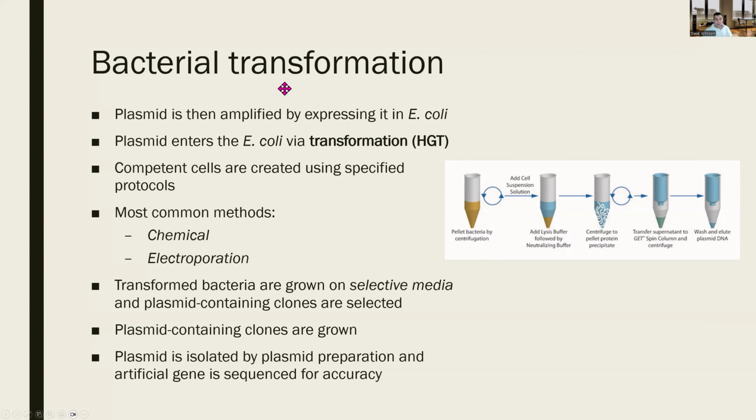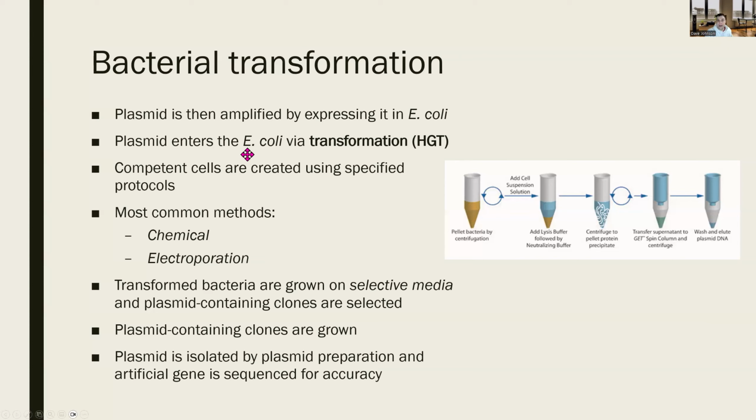So basically, at this point, what we've done is we've created our artificial gene, we've cloned it into a plasmid, and now what we're going to do is put it into E. coli so that we can allow E. coli to make trillions of copies of it. So we'll have lots and lots of that DNA that we can then use to express in our cells or organism of interest.